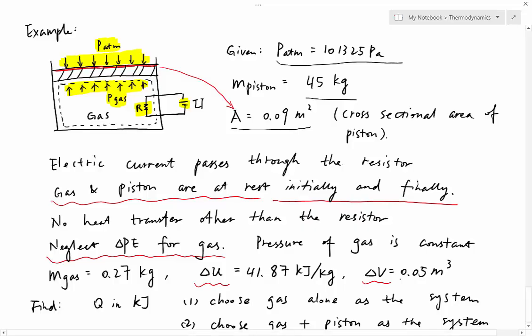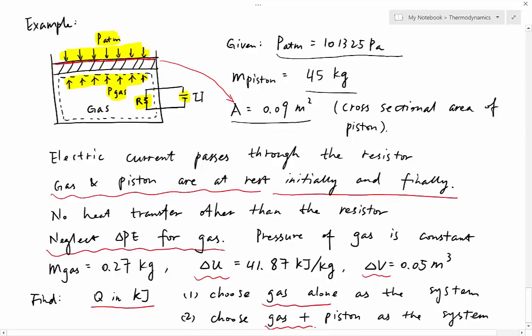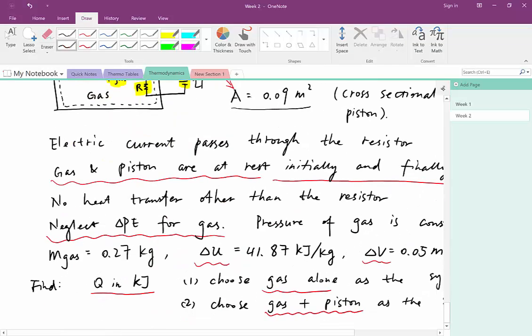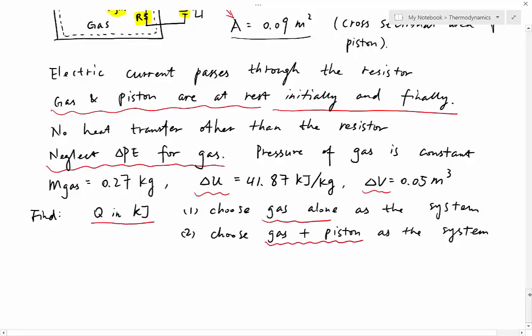What we're looking for is Q, heat transfer, and pay attention, we want the solution to be in kilojoules. And then we want to find this Q twice. The first time, we choose gas alone as the system. The second time, we choose gas plus the piston as the system. Okay? All right, so that is the question. So next one, let's get started.